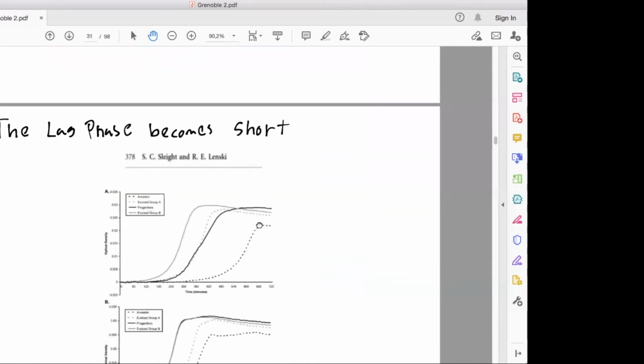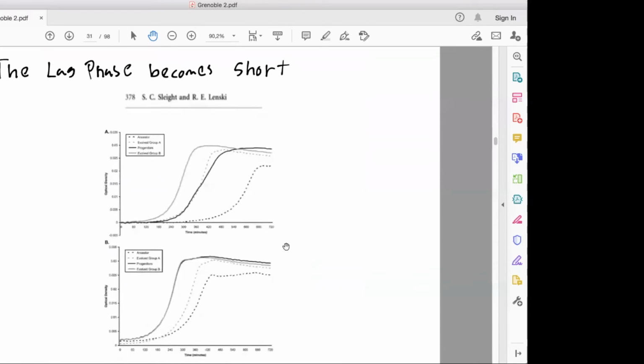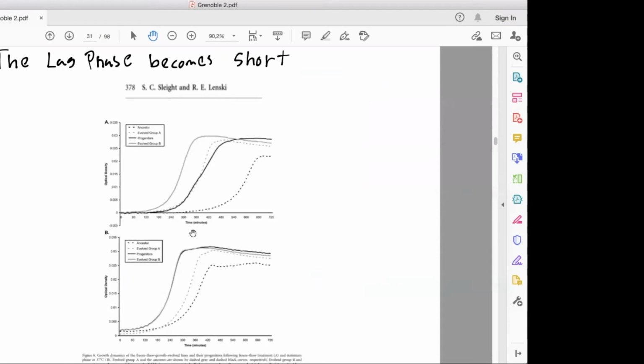Another thing that happened in all the 12 replicates is that the lag phase became shorter. So this means that when you put the bacteria in the fresh medium, the bacteria will not start reproducing immediately, but it will take some time. And then after this time, it starts growing exponentially. What happened is that in the 12 repetitions, the time it waits until it starts growing like crazy became shorter and shorter.